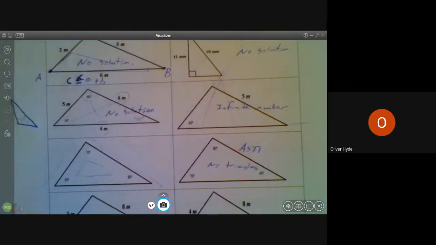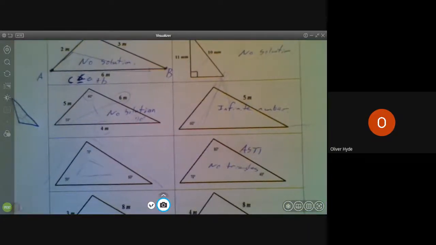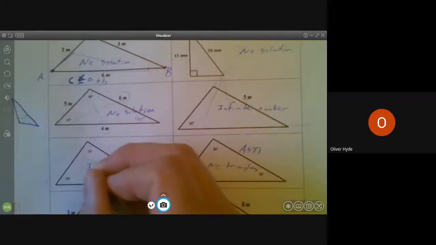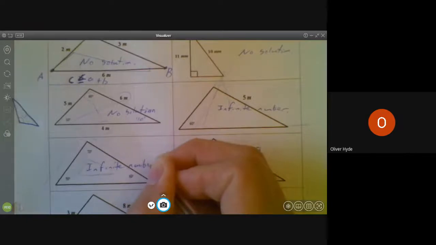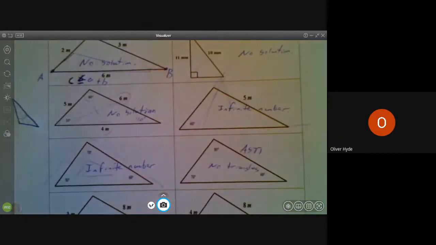The reason why I can't solve for any side lengths is because there is no one side length. Infinite number of triangles. Okay. Keep your eyes open for those situations.